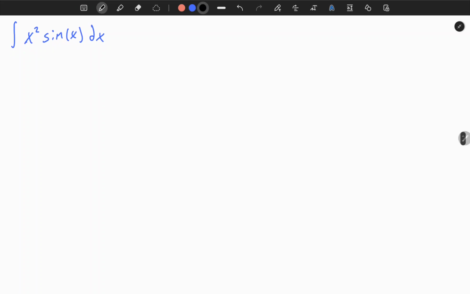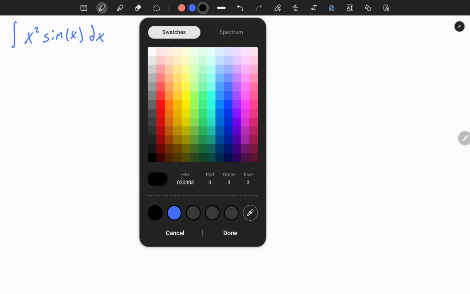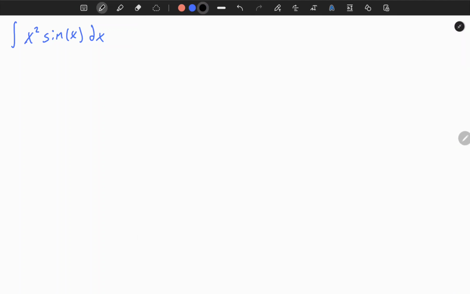And then last but not least, this is gonna be an interesting one. I'm kind of already dreading it. So once again, out of habit, let's write our integration by parts formula. So it'll be the integral of u dv equals u times v minus the integral of v du.